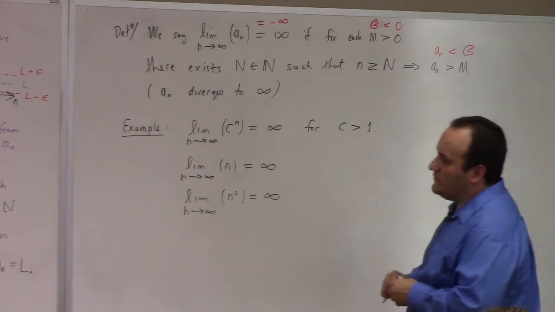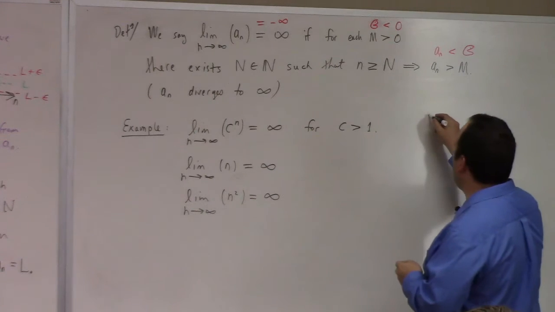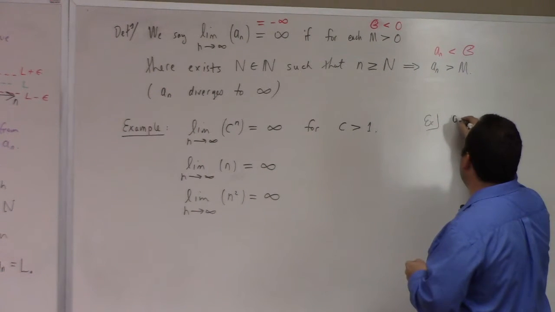Are there other ways that sequences can diverge? How about this?